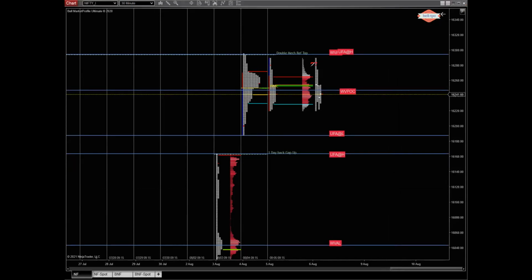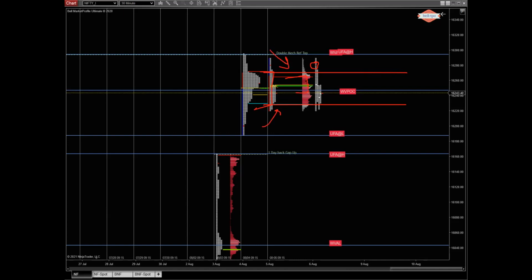this is where the auction opened. The auction opened outside the previous day's value. This is the previous day's value. What happened is it immediately came back within the previous day's value and is just developing sideways. So today we have an overlapping value. This is the previous day's value and this is today's value. Overall, if you see, the value has shrunk.